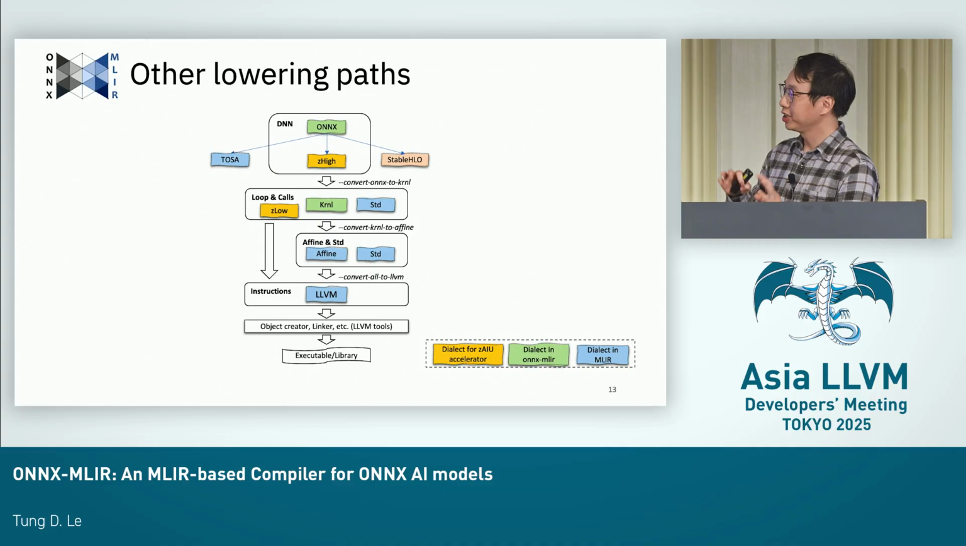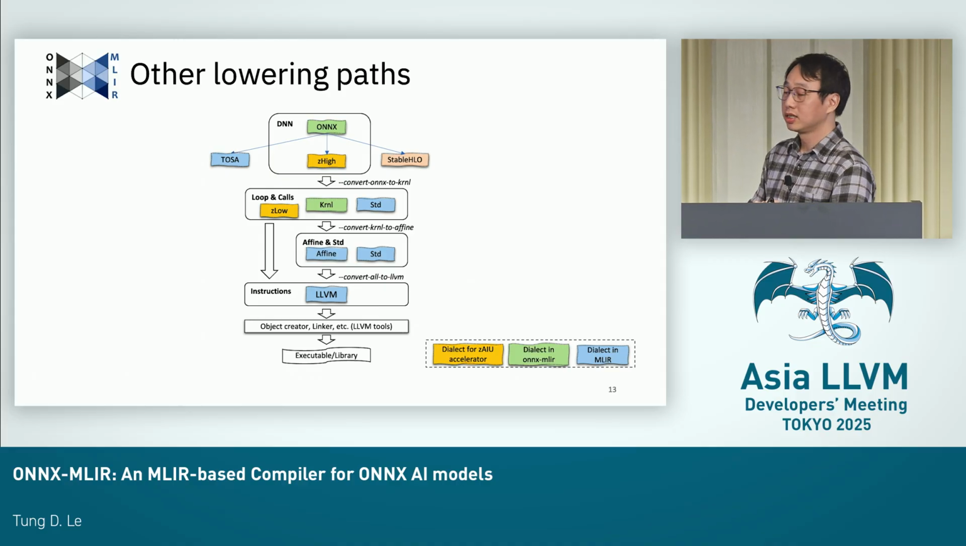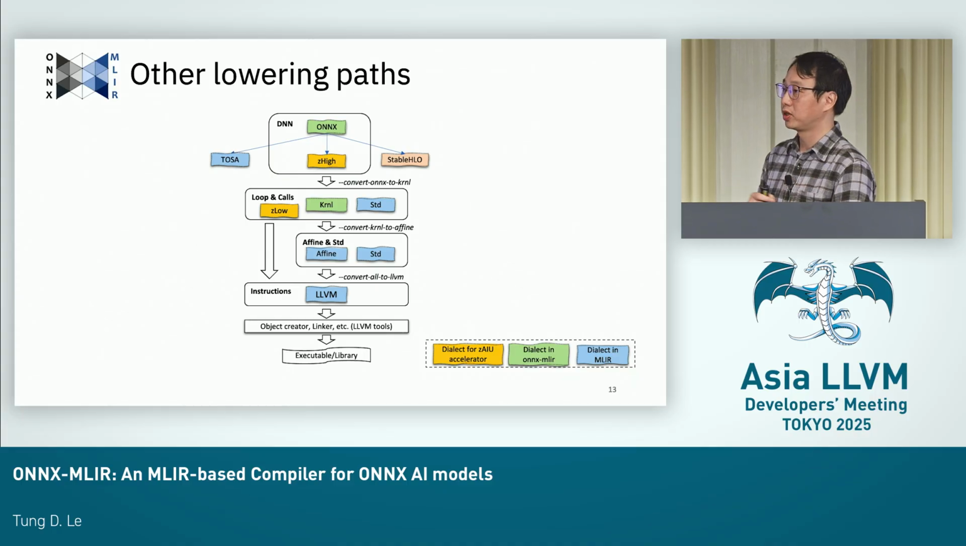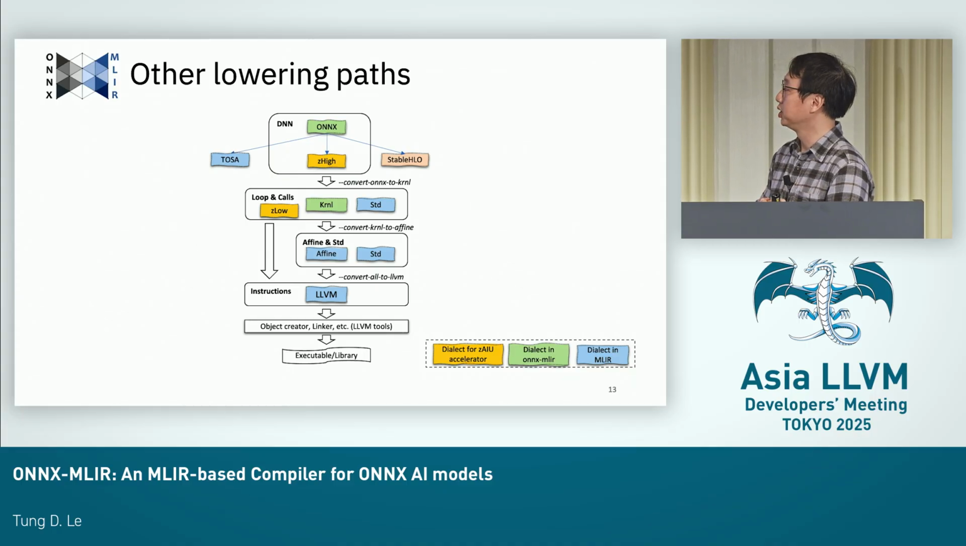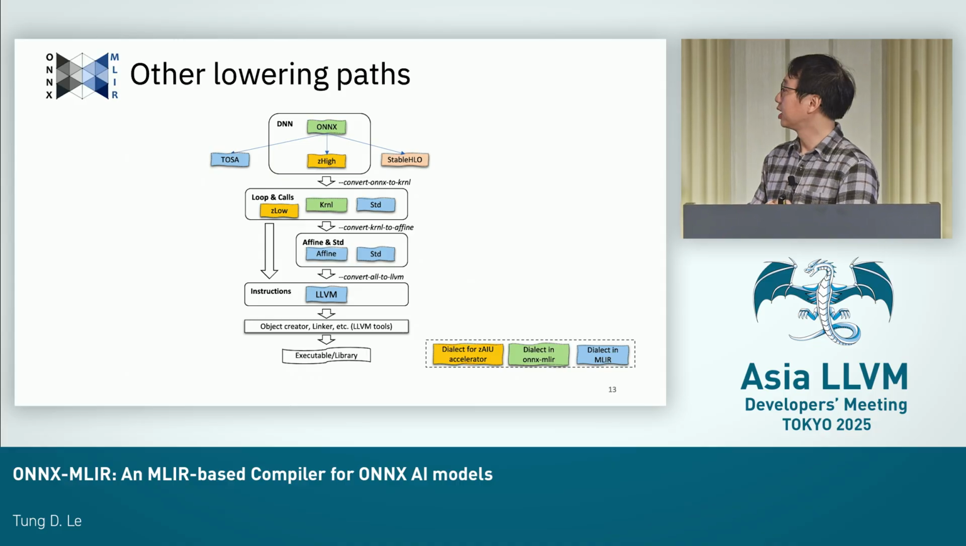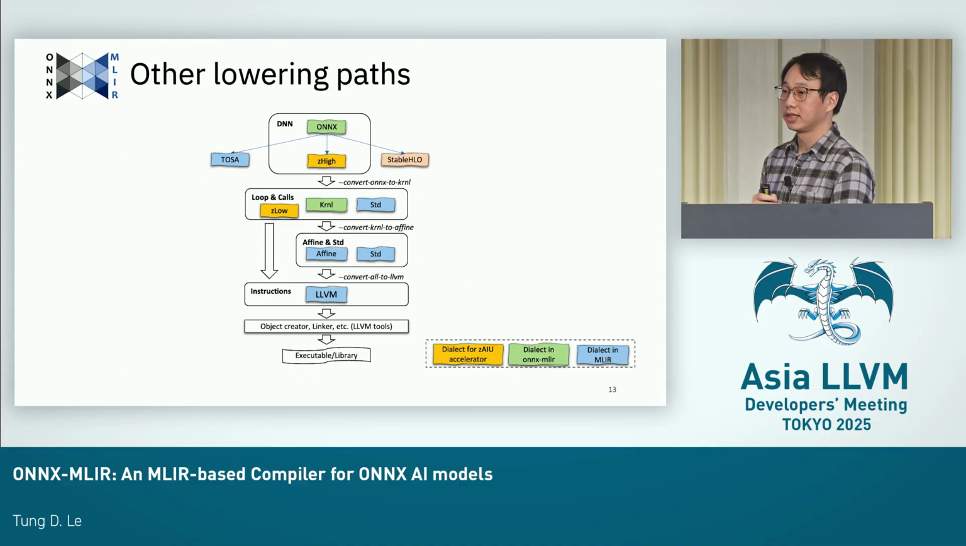And because it's an open source project, other than our IBM part, we also have other parts, not ONNX to kernel, but ONNX to TOSA and ONNX to StableHLO. They are maintained by contributors from other companies. For example, ONNX to TOSA is now used by AMD in their products, and ONNX to StableHLO is used by the ByteDance company.